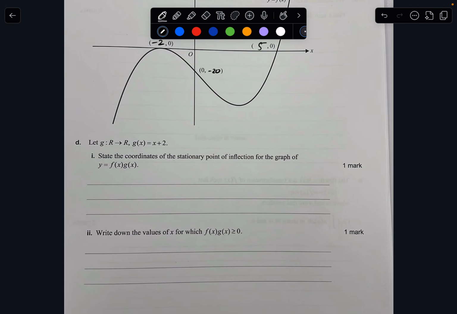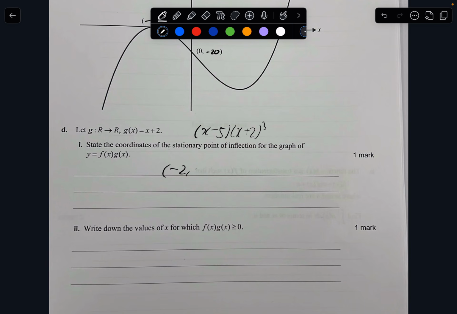So let g of x equal x plus 2. State the coordinates of the stationary point. So that will basically mean that you have x minus 5 and then x plus 2 cubed. So that's the stationary point. And they want the full coordinates, so it will be negative 2, 0.